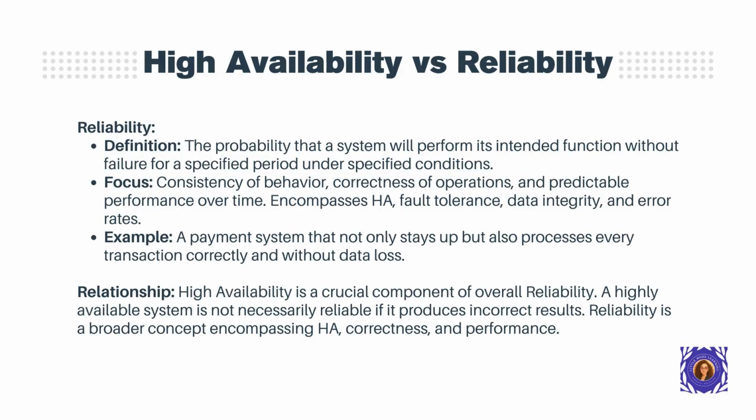Reliability is broader. It encompasses not just availability, but also correctness, consistency, and predictable performance. A reliable system not only stays up, but when it's up, it behaves correctly and consistently. It's the difference between a system that's just running and a system that's working properly.